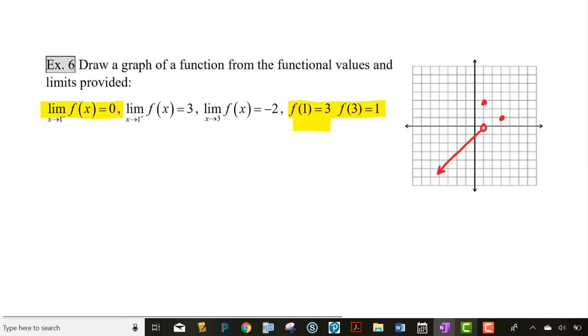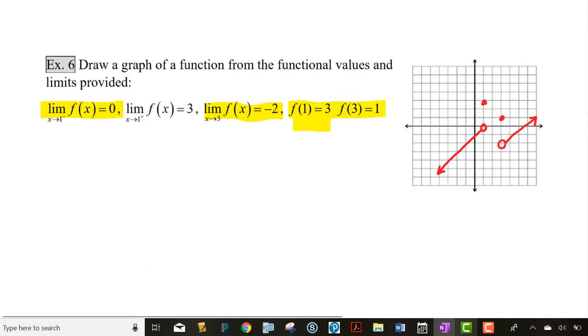Next, I'm going to look at this limit right here, the limit as x approaches 3 of f of x equals negative 2. This is not a one-sided limit, so that means I have to approach 3 from both sides. But keep in mind that there is a point already defined at x equals 3, so again I'm going to have to put an open circle at the point 3, negative 2. And I'm going to have to make sure that I approach that value from the left and from the right. So from the right, I can just draw a piece of a graph that approaches it.